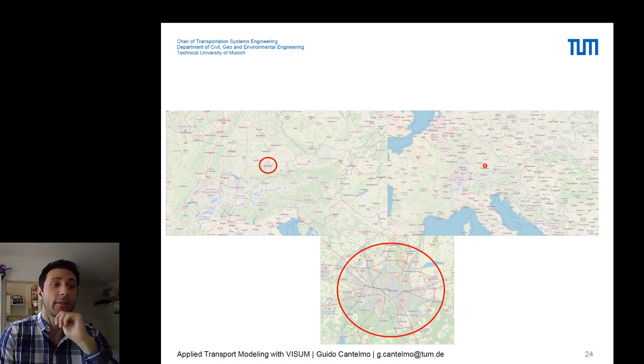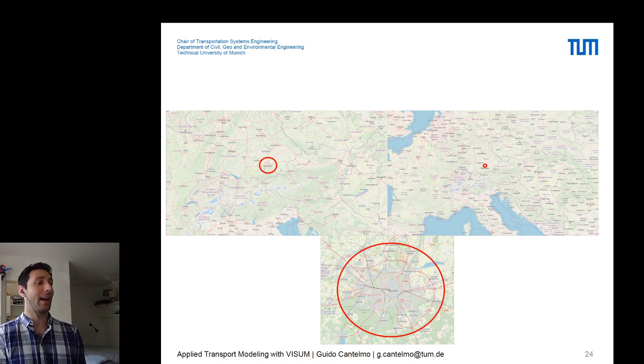So, going back to the topic. The first thing that we have to define when we work with transportation and transportation modeling in general is the study area. When we build our model, we might consider the entire Germany, the entire Europe, the entire world, or only Munich. How do we decide that? Well, mostly it depends on the dynamics we want to capture.